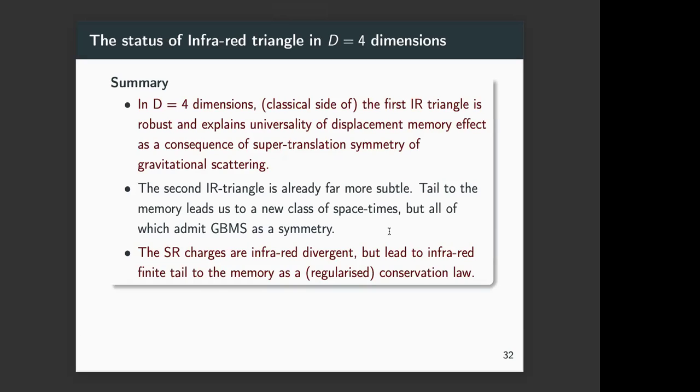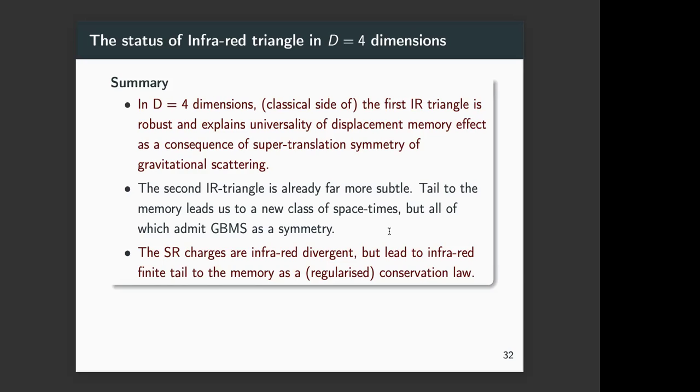So let me at least summarize what I've said up till now. In four dimensions, of course, we have only so far discussed the classical side of these infrared triangles, and the first infrared triangle is completely robust in the sense that it is simply telling us that the displacement memory is a consequence of supertranslation charge conservation law in a gravitational scattering. The second one is far more subtle because even though we are looking at classical theory, there are still infrared divergences, as we saw here, because of the late time effects.